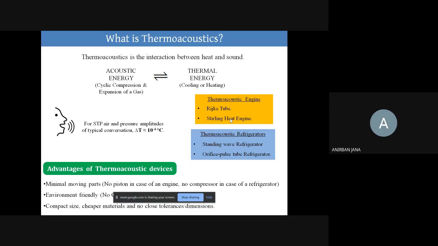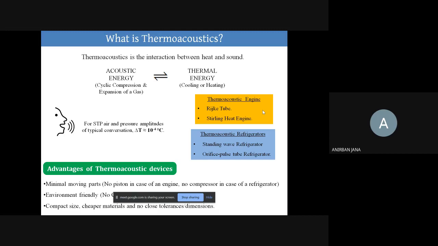Some examples of thermoacoustic engines are a Rijke tube and a Stirling heat engine. A Rijke tube is not really an engine because it's not an efficient device, to be honest. It's more of a demonstration thing. What happens is you heat a filament inside a tube, which locally heats up the region, and you pass air from the bottom. So you have a cyclic compression and expansion, which produces sound. And for the thermoacoustic refrigerator, there is the standing wave refrigerator and the orifice pulse tube refrigerator. What we'll discuss here is a standing wave refrigerator because that's the simplest thing.